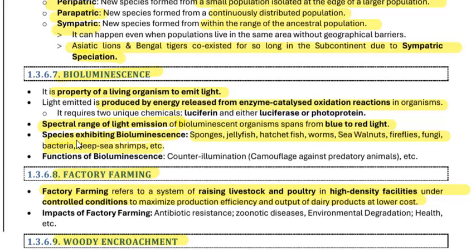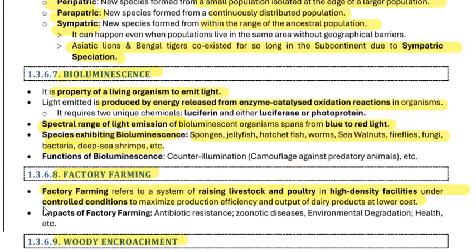Next, species that exhibit bioluminescence, some examples are given, like sponges. Not all sponges, some sponges light. This has already been asked about fungi, I think, because they asked which of the following is a bioluminescent type. Some fungi, jellyfish, hatchet fish, worm, sea walnut. Walnut here is an animal, not the walnut you eat. Fireflies, bacteria, fungi, deep sea shrimps, etc. Functions of bioluminescence: counter illumination, that is camouflage against predatory animals, etc.